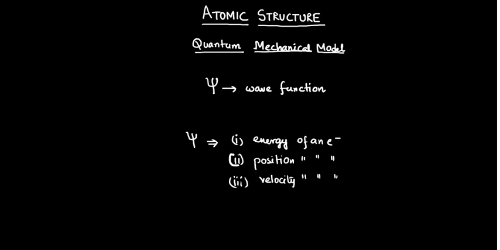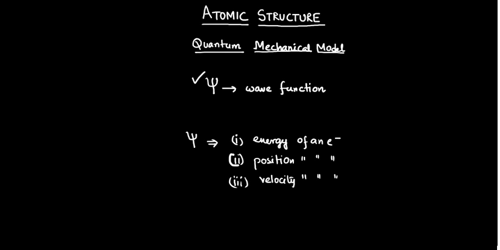Good afternoon, students. Today we will be continuing with the quantum mechanical model of an atom. Now, before learning about the details or the postulates of this model, let us discuss psi. This symbol represents psi, which is nothing but a wave function. What is a wave function? Actually, a wave function is used to denote or describe an electron.